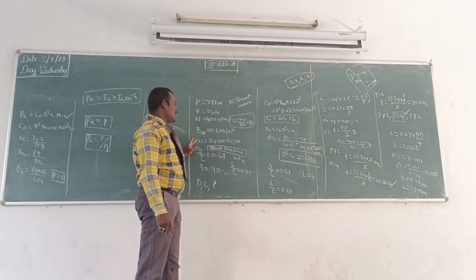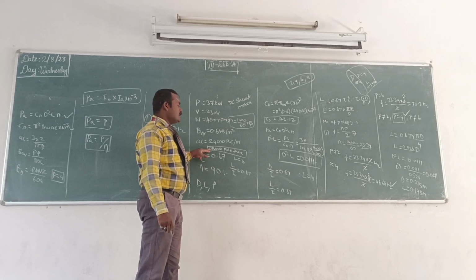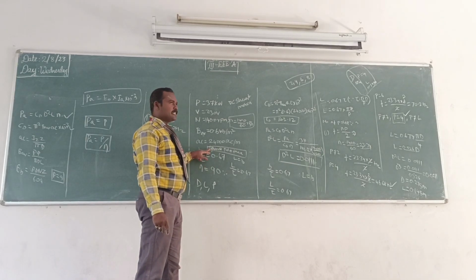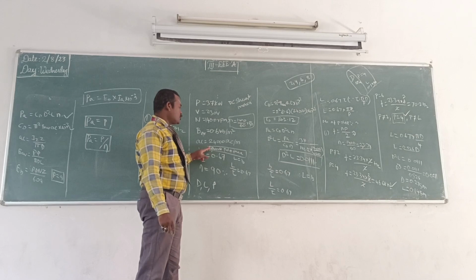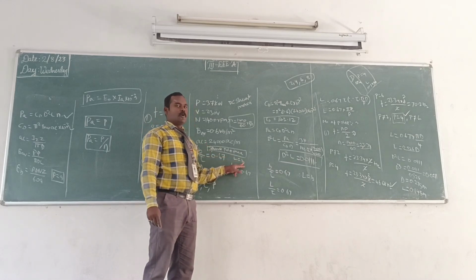Then B_av, then the ampere conductors, and the ratio of pole arc to pole pitch are given as 0.67, and the square pole face, their problem itself gives the square pole face. The square pole face means the L, the pole core length, should be equal to the pole arc.